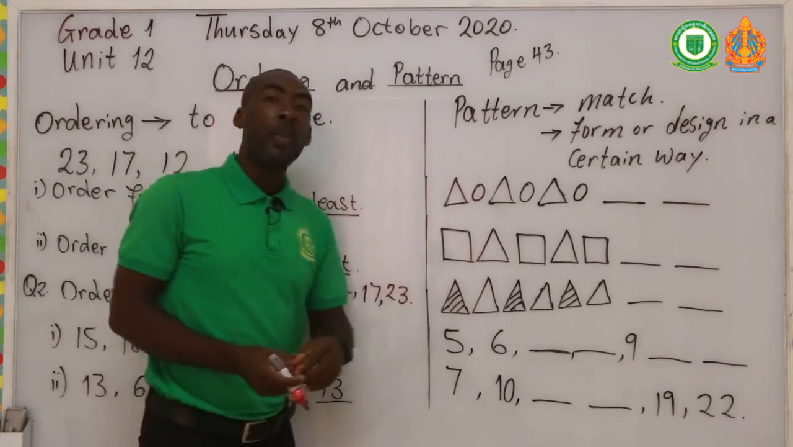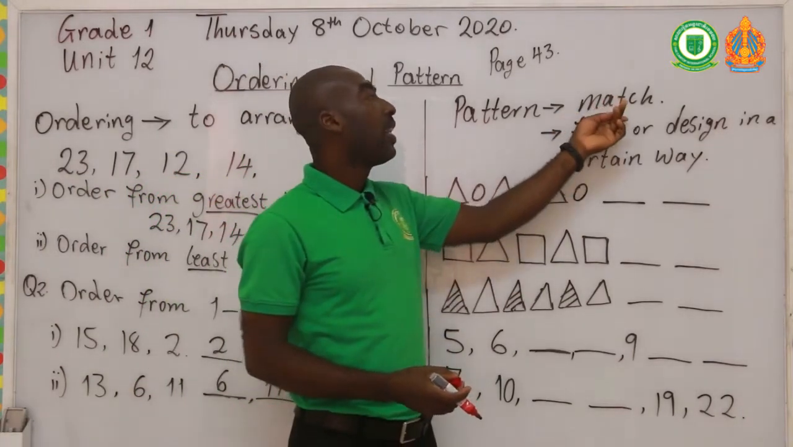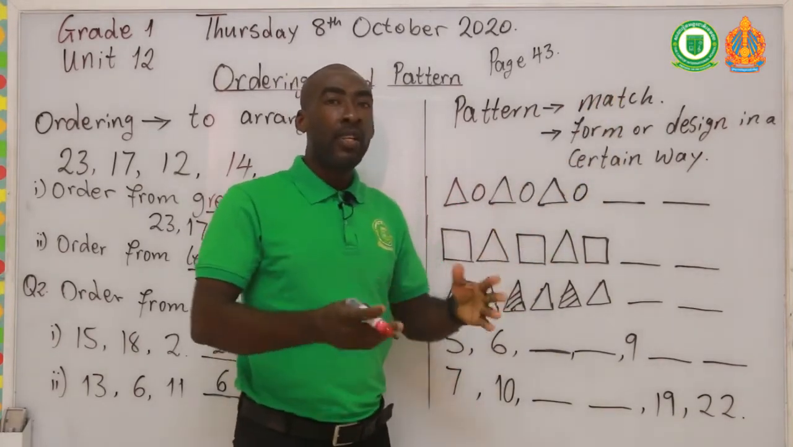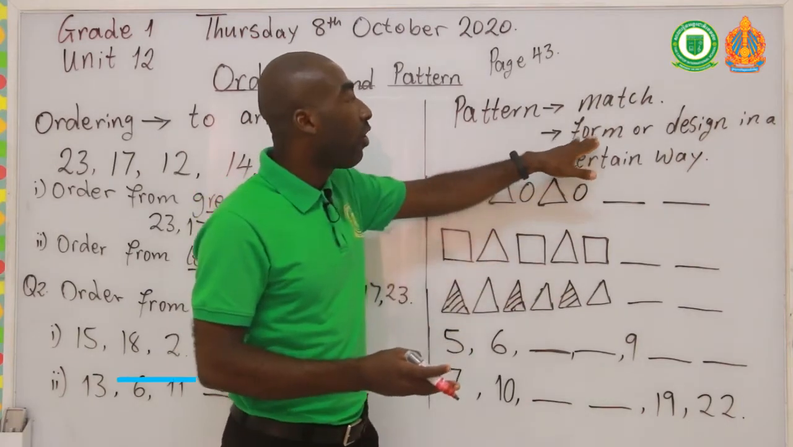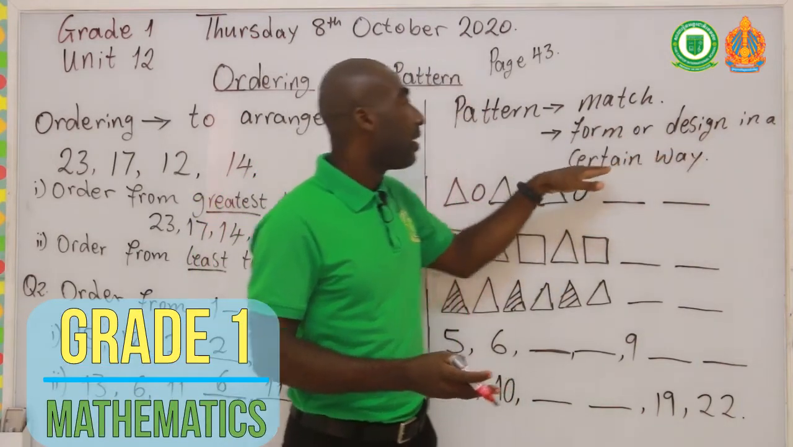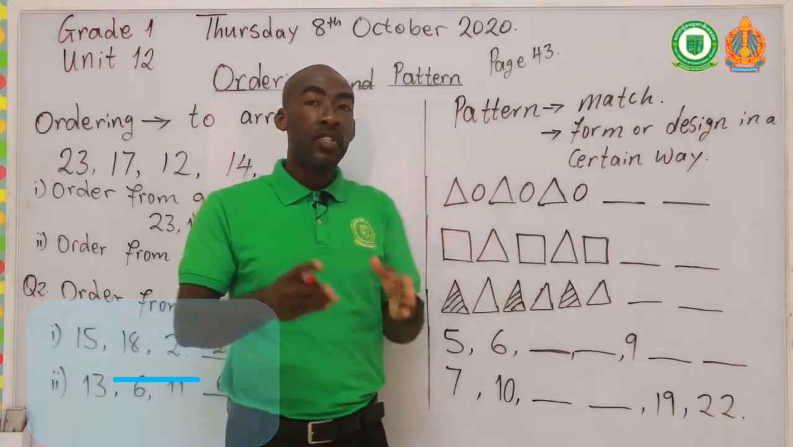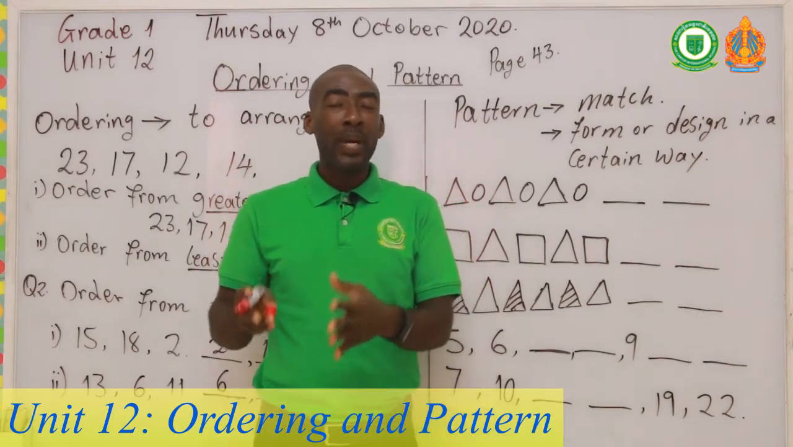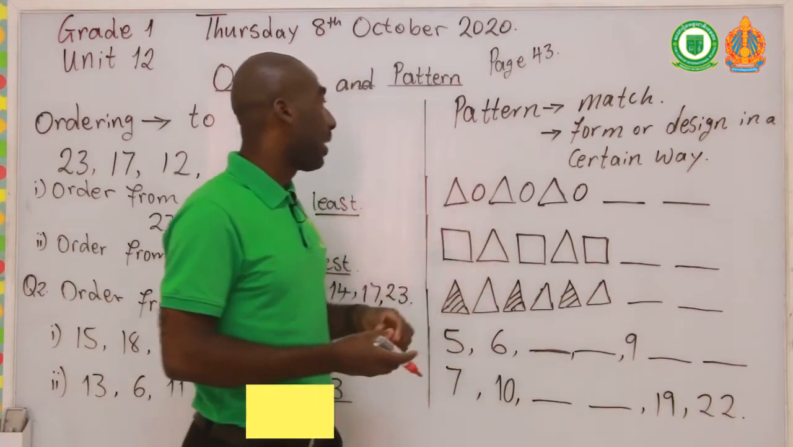Let's move to pattern. What is pattern? So pattern means you are arranging your things to match, to be in a certain style. Okay, so you form or you design in a certain way. That means the way you arrange your things are the same, or they follow a particular order. Okay, so let's look at some examples.